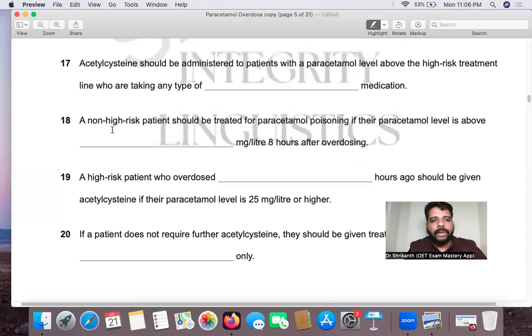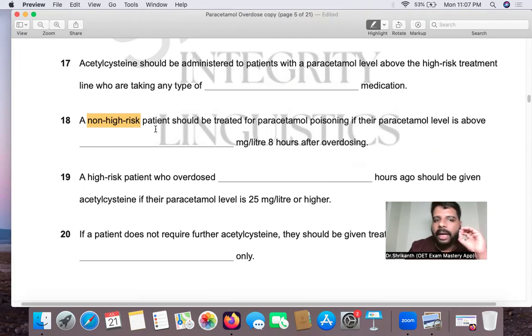Read the question very carefully. A non-high risk patient. What type of patient? A non-high risk patient means a patient who is not high risk. Not high risk means what? A normal patient. If they want, the OET people can write a normal patient. But instead of writing normal patient, they have written a non-high risk patient. Again, expected, they are very cunning. As a medical professional, you must have that keen observation skill. Whether you have that skill or not is being tested, not whether you know English. That is not important for OET.